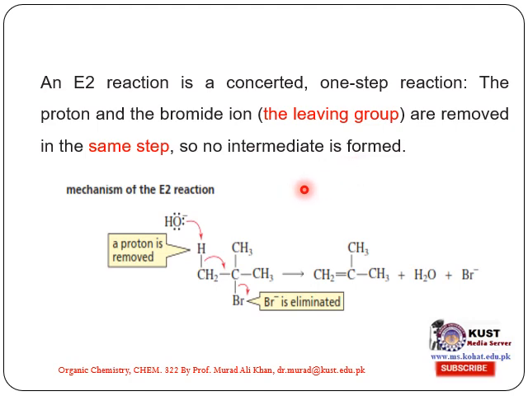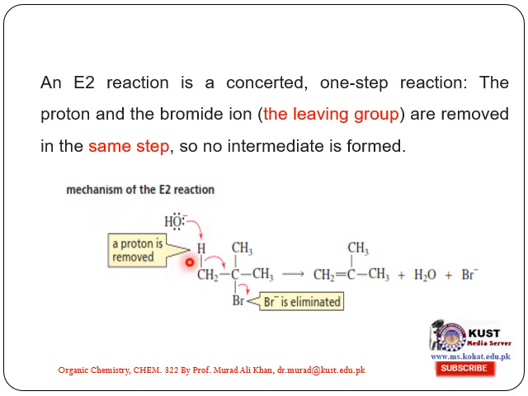Like in the E1 reaction, there was the formation of an intermediate, that was the carbocation, and after the formation of the carbocation, there was the removal of a proton in the second step, and that was the rate determining step also. But in the E2 reaction, both the leaving groups leave the molecule in the same single step, like here. This is the mechanism of the E2 reaction.